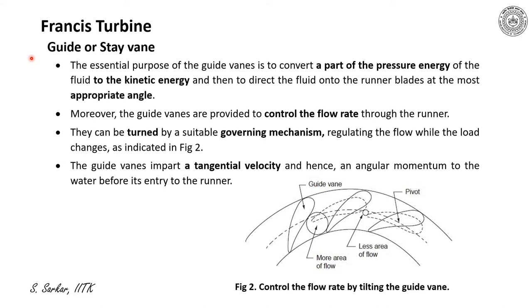Moreover, the guide vanes are provided to control the flow rate through the runner. Thus, they can be turned by a suitable governing mechanism regulating the flow rate when the load changes, as indicated in figure 2. So in figure 2, I have illustrated two positions of the guide vane. One is drawn by a firm line and the other position is drawn by the dotted line.